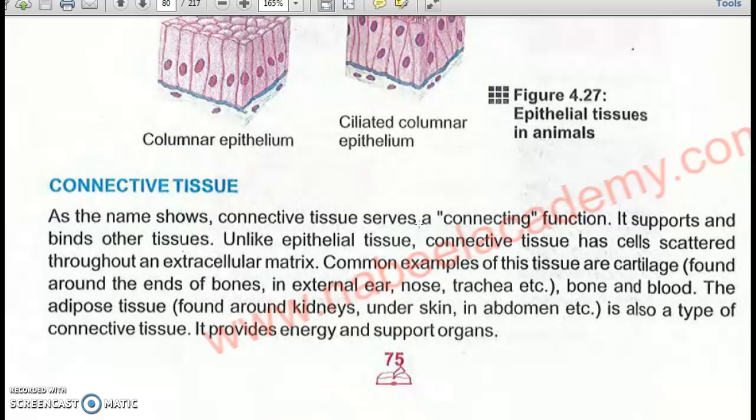The third type is the blood. Blood is also considered a connective tissue because it fills up the gap between the blood vessels, right? Whatever lumen or gap is there in the blood vessel, that lumen is going to be filled with the blood. As it fills up all the space within the blood vessel, blood is also considered a connective tissue.